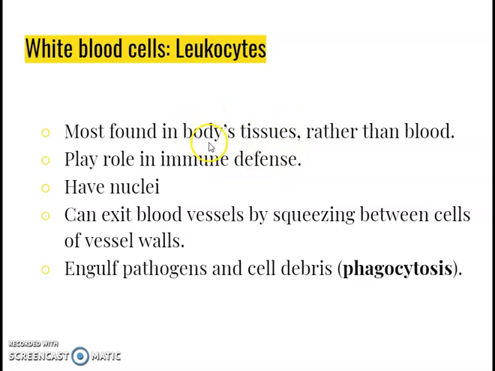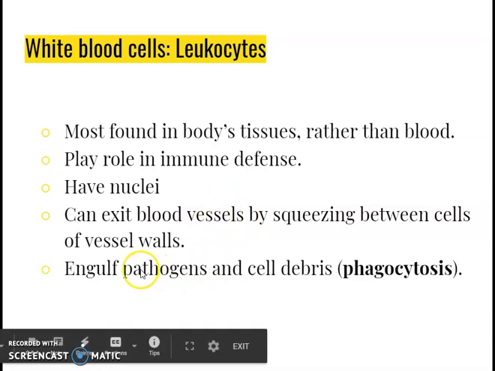So we talked about the lymphatic system, things like tonsils and lymph nodes have a lot of leukocytes, and they're also found within the tissues themselves. So they play a role in the immune defense. These are real cells, so they're nucleated, and they can exit blood vessels by squeezing between the cells of the vessel walls. So that's how they get from the blood to the area where there's an infection or an injury or something that they need to deal with.